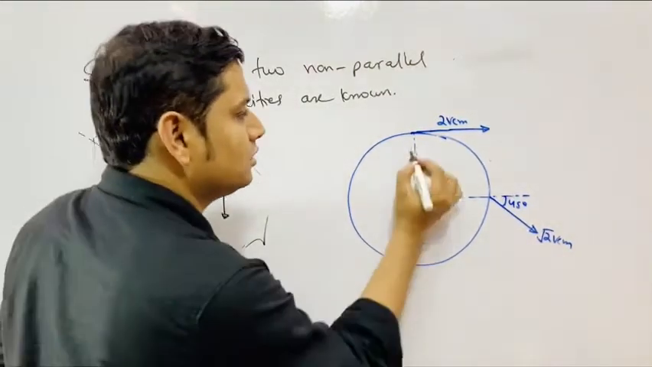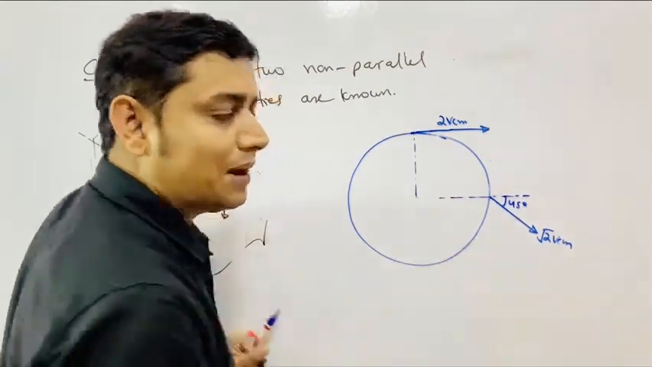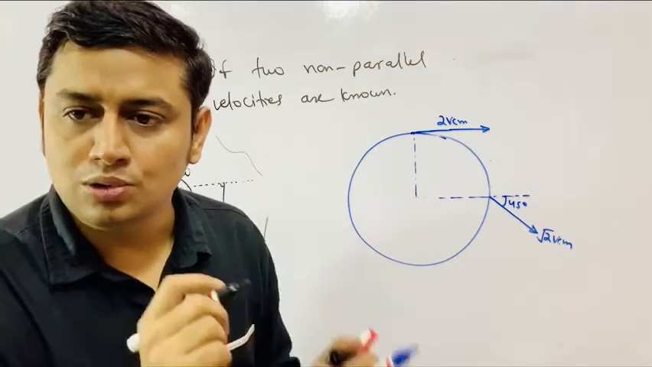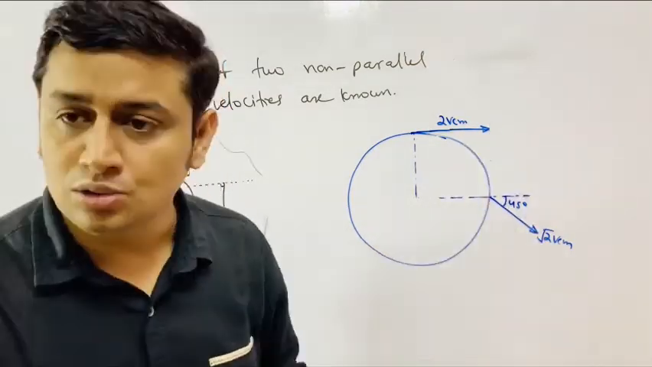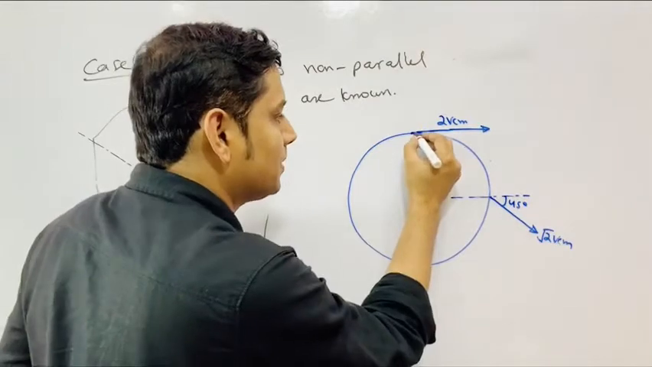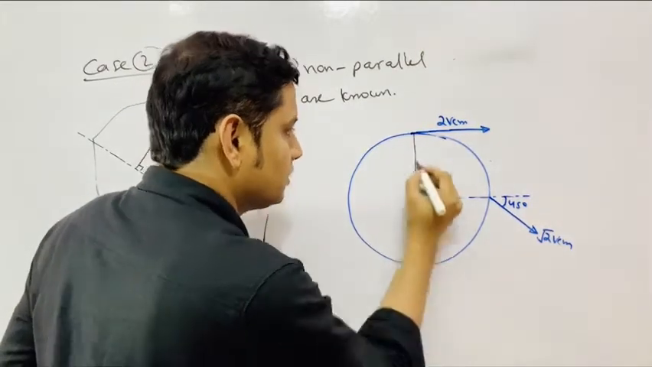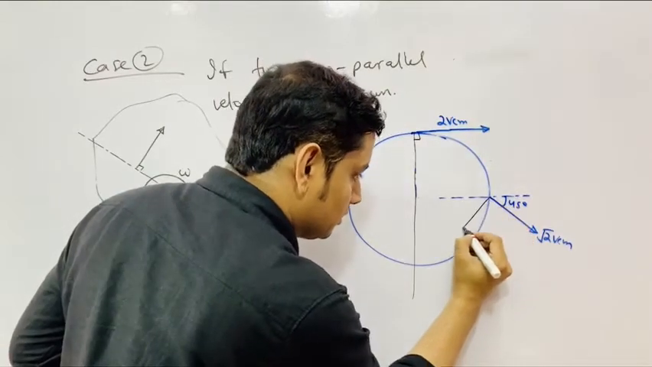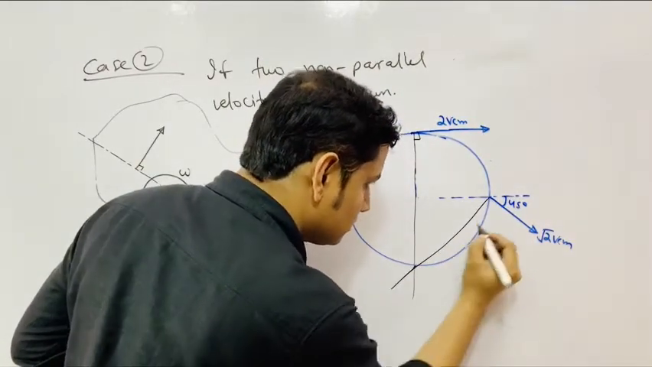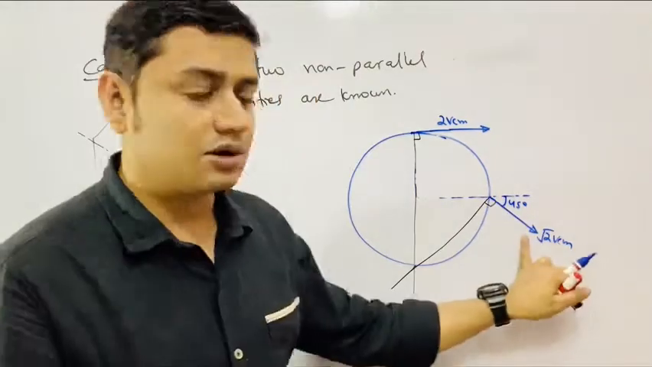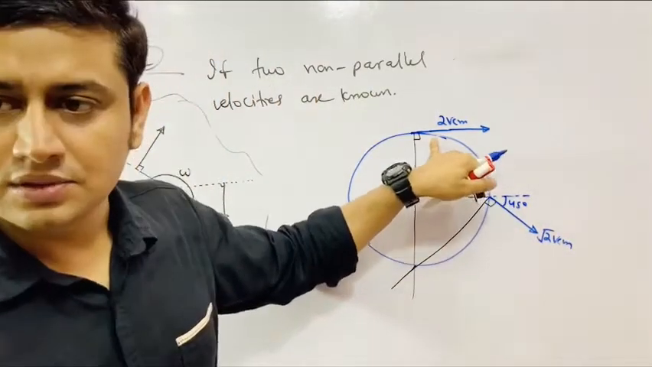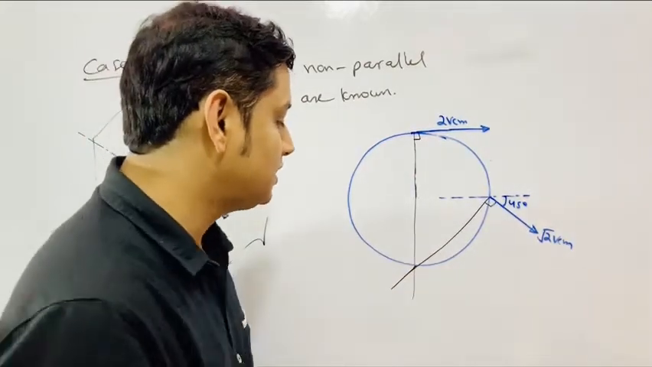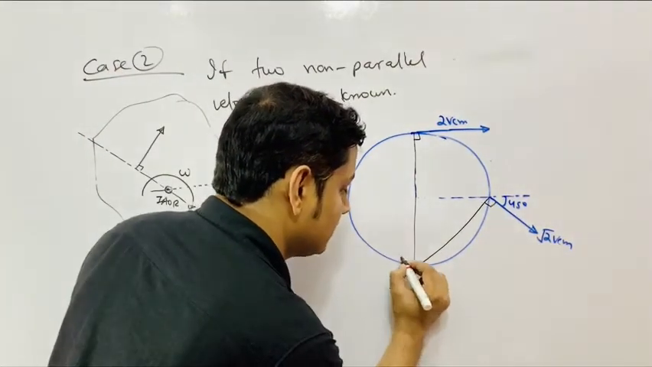Because two non-parallel velocities are known, this is the second case. In the first case, two parallel or two anti-parallel velocities were known. But here, two non-parallel velocities are known. So drop a perpendicular here. Drop a perpendicular here. Would they meet here or not? Drop a perpendicular at the tail of this vector and this vector, they would meet here, and this would be the instantaneous axis of rotation.